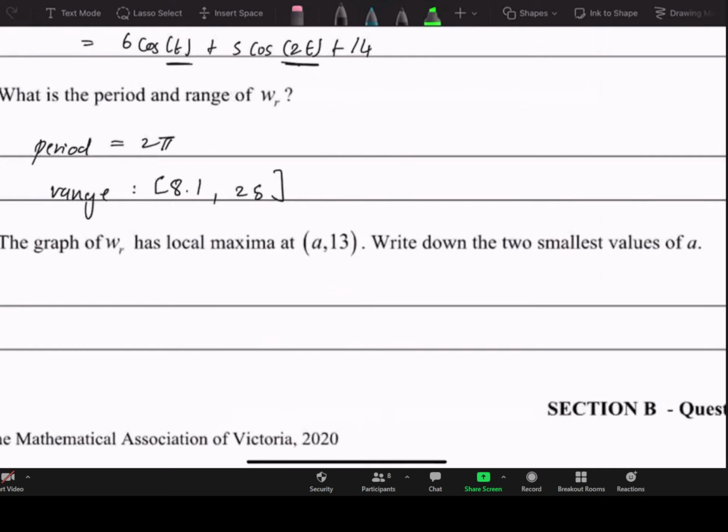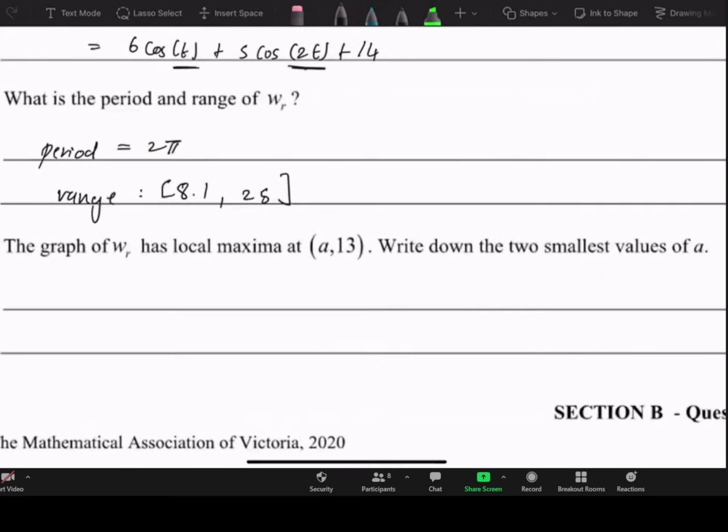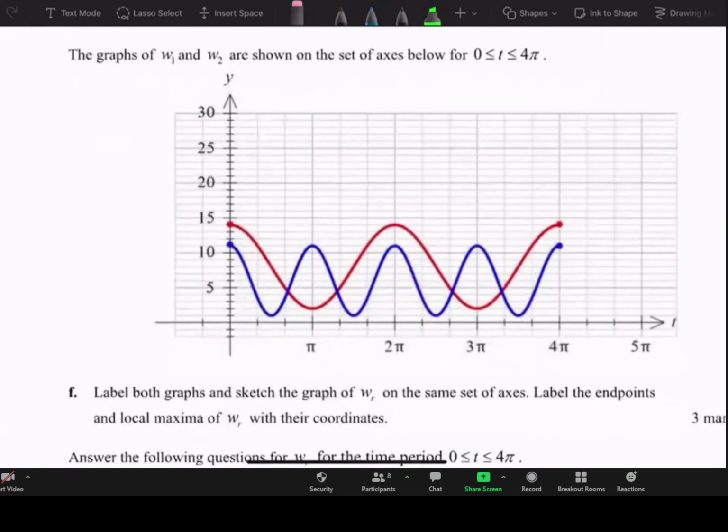So the graph of WR has a local maximum here. Write down the smallest values of A. So again, if you graph it, you can see what A is. A is pi and 3 pi. And here it's important to note that A is a t value. It's also time, so it has to be greater than 0. Otherwise, you might get the answer of negative pi or something like that, but it can't happen because t is greater than 0.